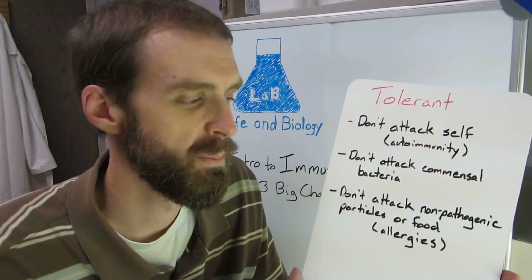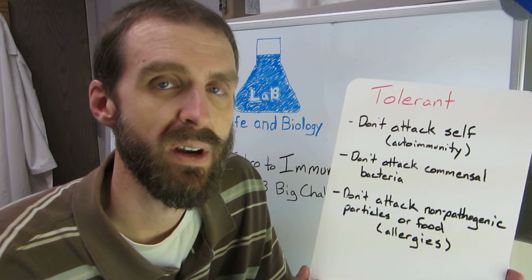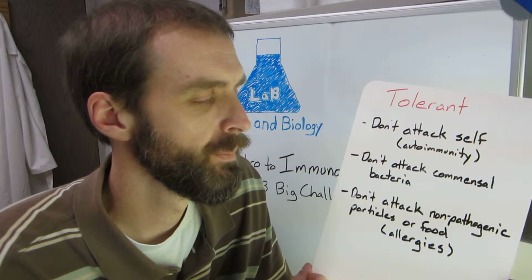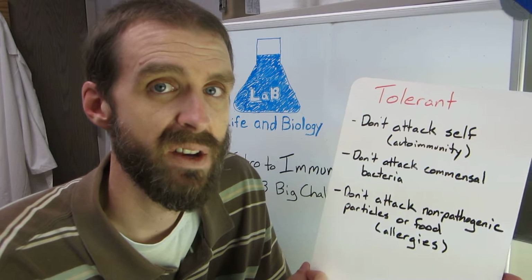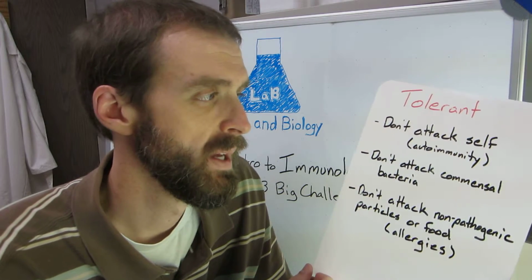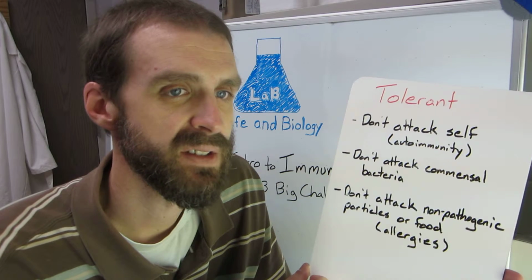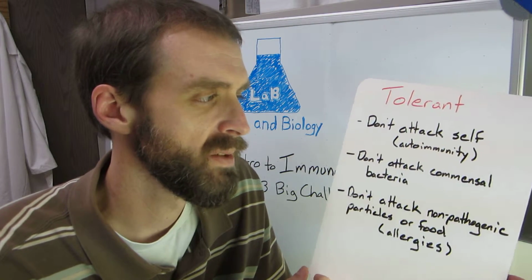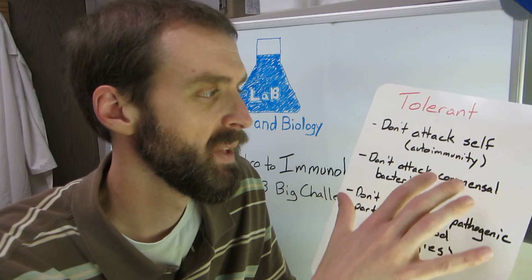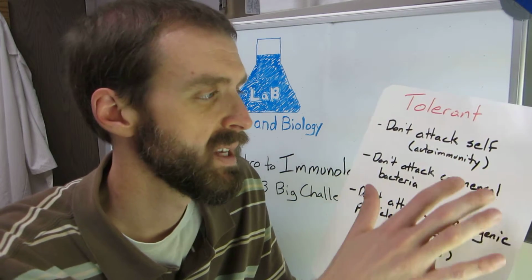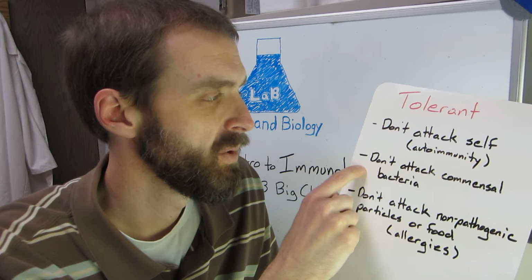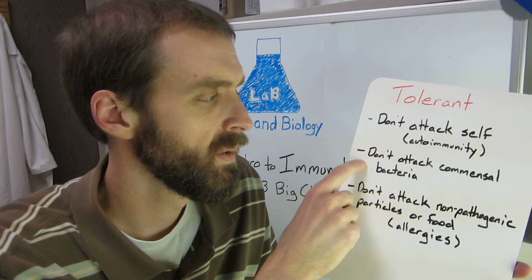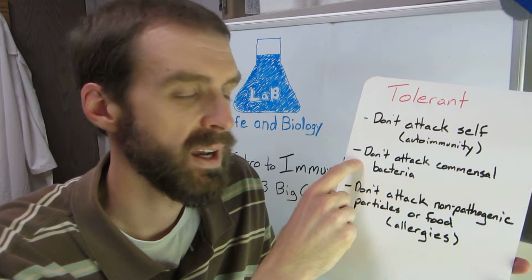The classic example of that is type 1 diabetes, where your immune system responds to certain cells in your pancreas that produce insulin, and if it kills off those cells, then you become diabetic because you can't produce the insulin, and so then you have to take insulin supplements. Another idea is that you don't want your immune system to attack commensal bacteria.